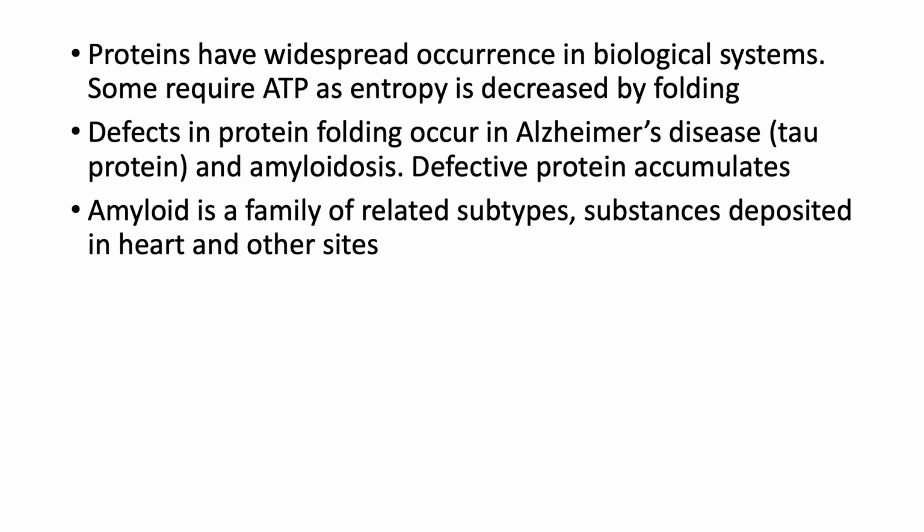And defects in protein folding can occur in Alzheimer's. You get tau protein and amyloidosis, which is oftentimes systemic. There are multiple types of amyloidosis, and that's another issue of a defective protein accumulation in various structures, for example, heart, and that can be fatal. Amyloid is a family of related substances deposited in heart and other sites. Amyloid is one of the compounds that's deposited in multiple myeloma, for example. It's produced by elements of plasma cells.